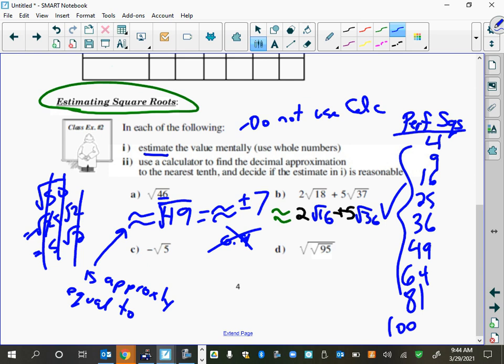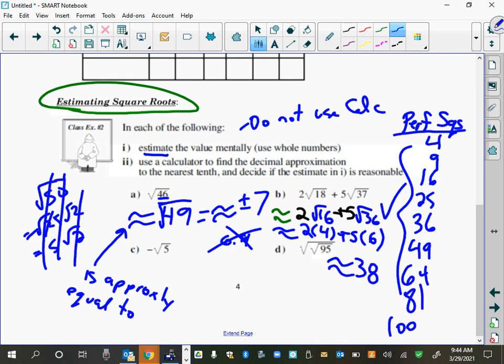Don't use your calculator. Now, this is approximately 2 times the square root of 16 is 4, plus 5 times the square root of 36 is 6. And then you calculate it. That's 8 plus 30, which is 38. So that's approximately equal to 38. Okay, try C and D while I try to get my sub plans ready in 10 minutes.